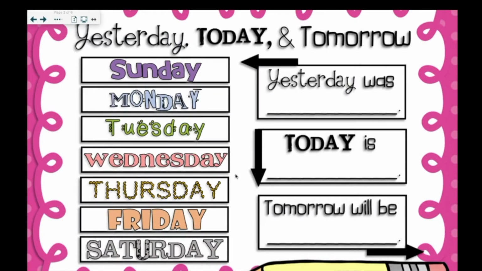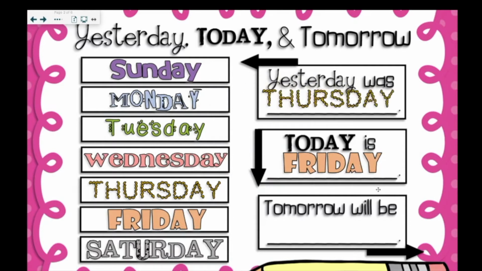On the side of our screen, we have our days of the week in order, starting with Sunday, Monday, Tuesday, Wednesday, Thursday, Friday, and Saturday. So we're going to figure out what today, yesterday, and tomorrow will be. So today is Friday. Yesterday was Thursday. And tomorrow will be Saturday.